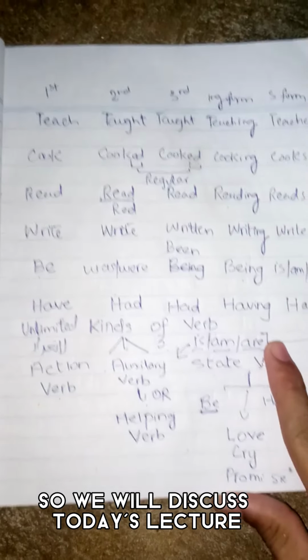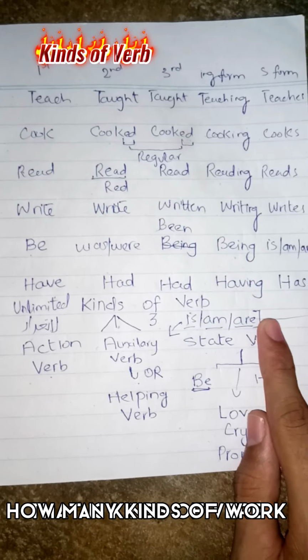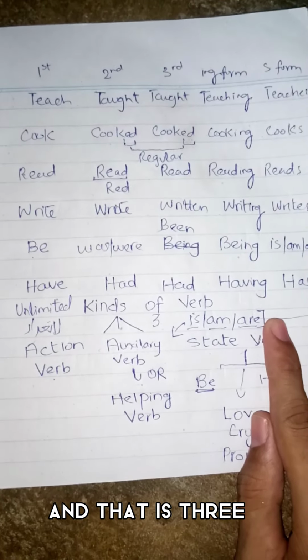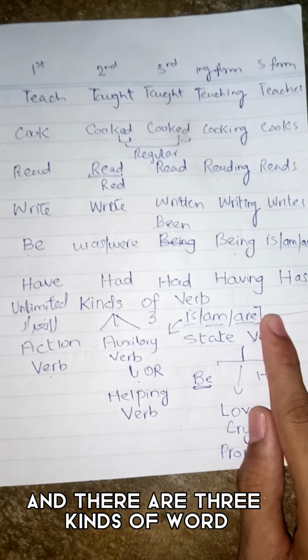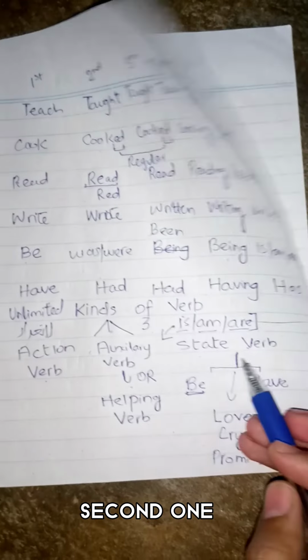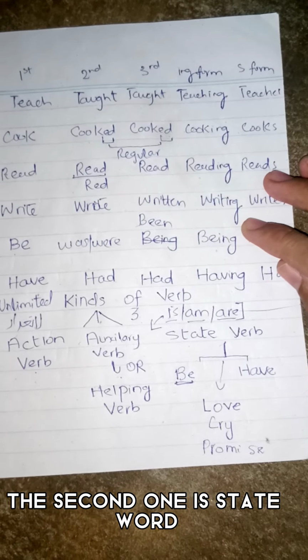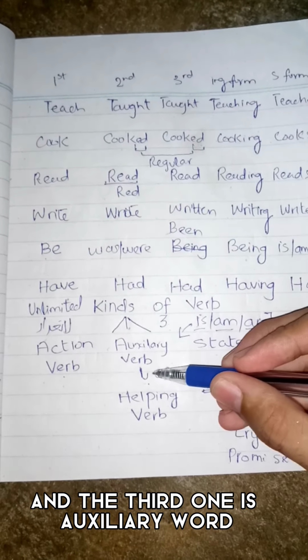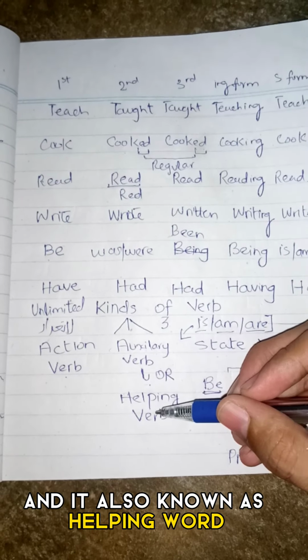We will discuss today's lecture, that is kinds of verb. How many kinds of verb? There are 3 kinds of verb. The first one is action verb. The second one is state verb, and the third one is auxiliary verb, also known as helping verb.